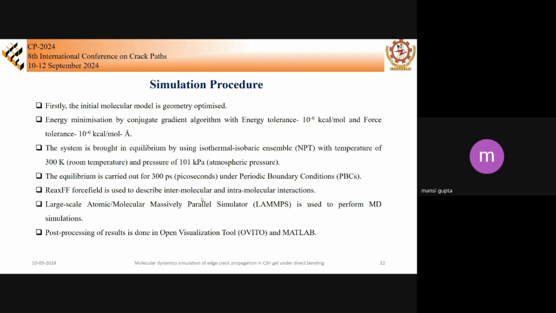The Large-scale Atomic Molecular Massively Parallel Simulator, LAMMPS, is used to perform the MD simulations in the present study. Post-processing of results is done in the Open Visualization Tool, OVITO, and MATLAB.